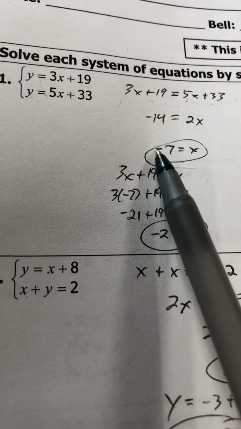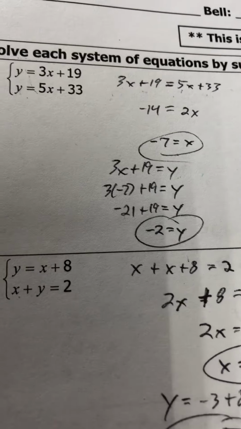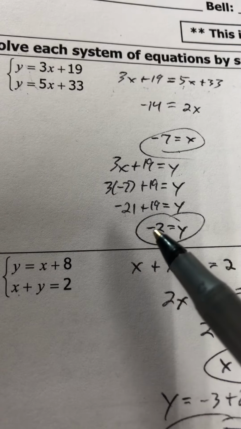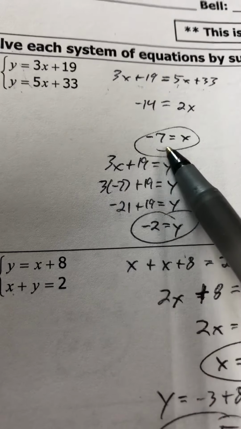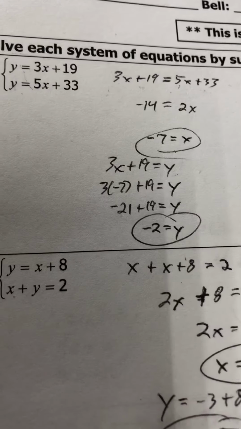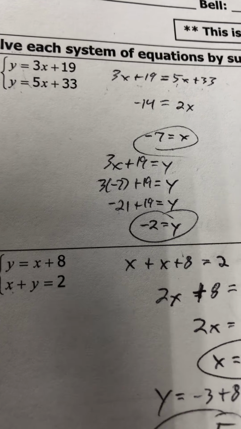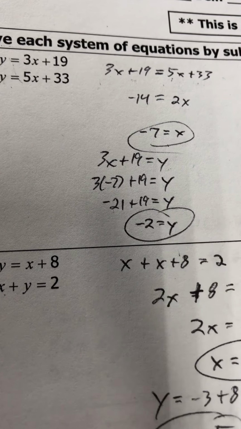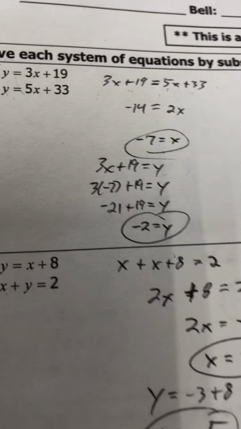I go back into one of the problems. It doesn't matter which problem you pick. You could pick either one of these and you're going to get the same answer. So I plug in that negative 7 and I did the first one. So I had 3 times negative 7 plus 19. So it ends up being negative 21 plus 19. Negative 21 plus 19 is negative 2, so that would be my y value.